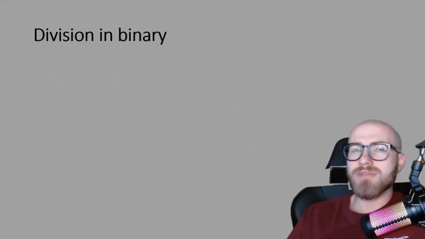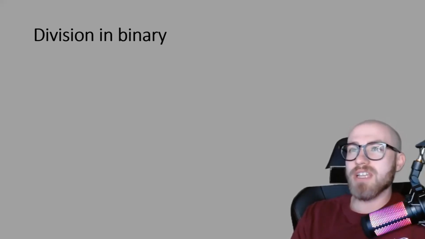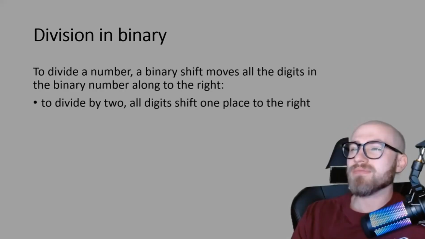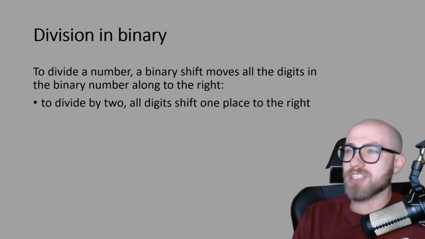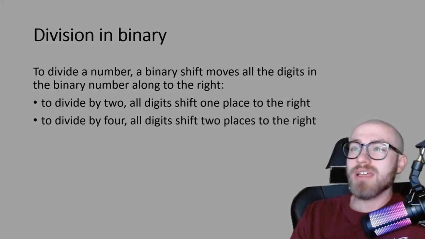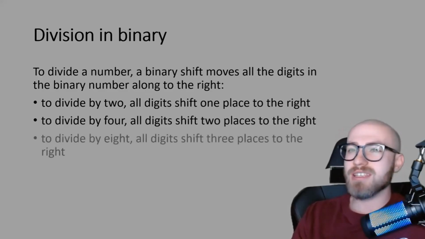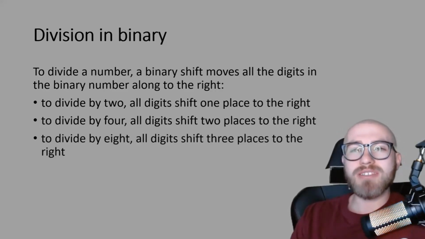You can also divide in binary by using the binary shift. And it just quite simply is going the opposite way. So it's multiply if it's going to the left, and it's division if it's going to the right. So if you wanted to divide by 2, you would do a 1-place shift to the right. If you wanted to divide by 4, it's 2 places to the right. And finally, if you want to divide by 8, it is 3 places to the right.